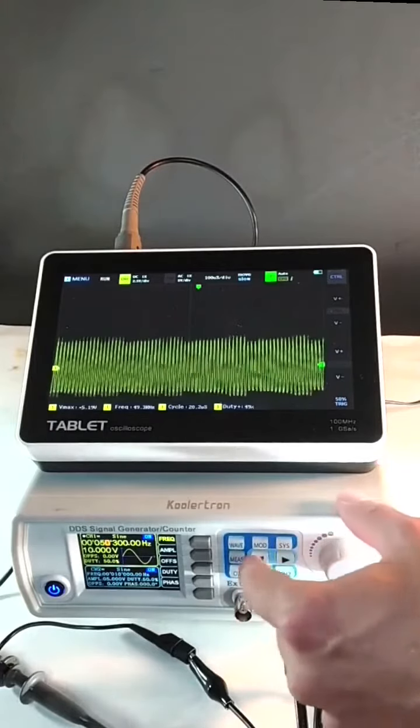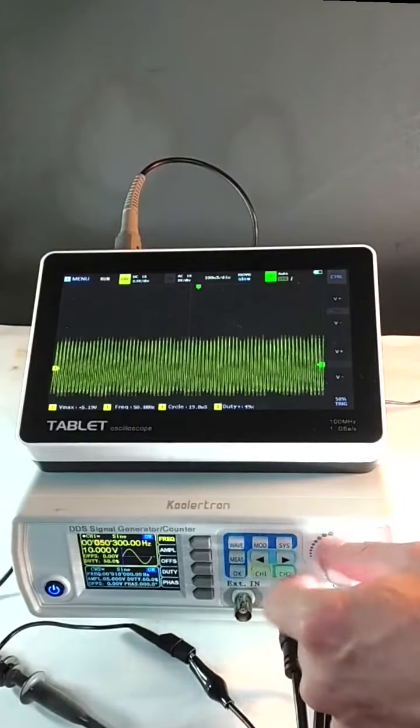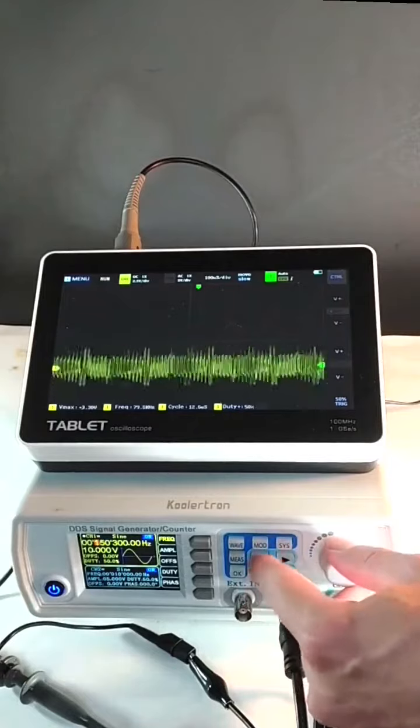50,000 hertz. That's 50,000 wave peaks per second going past a single point. That's pretty fast.